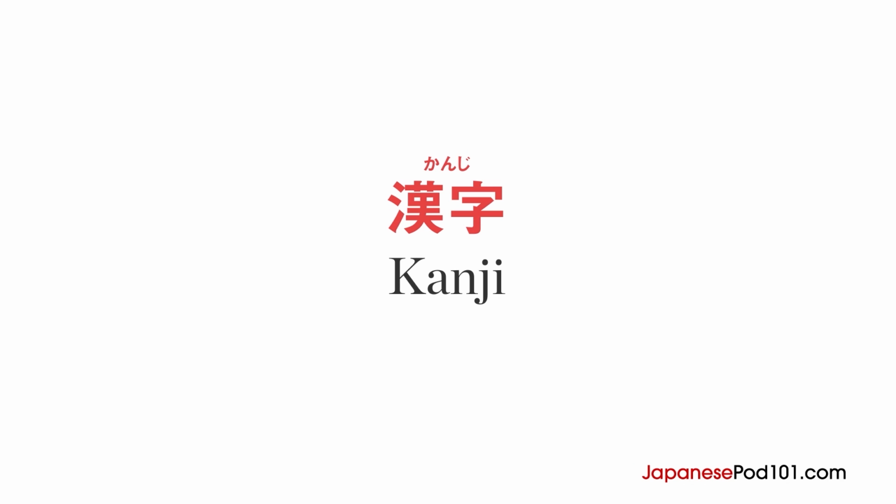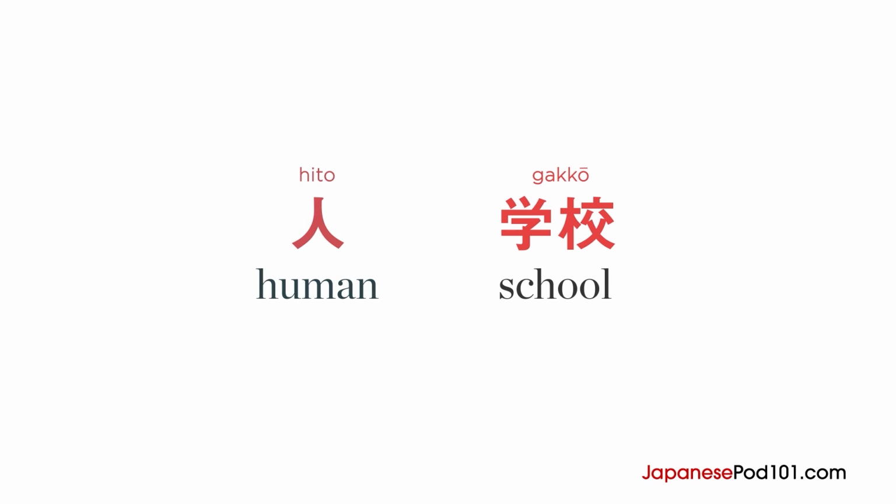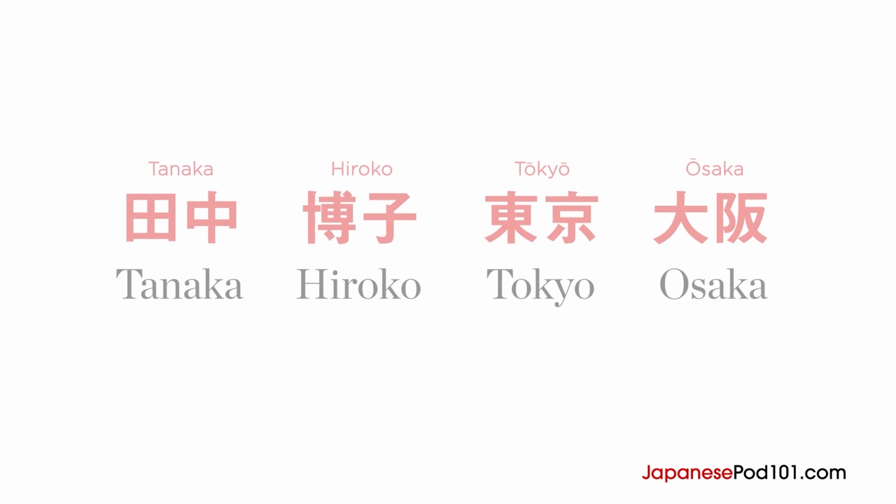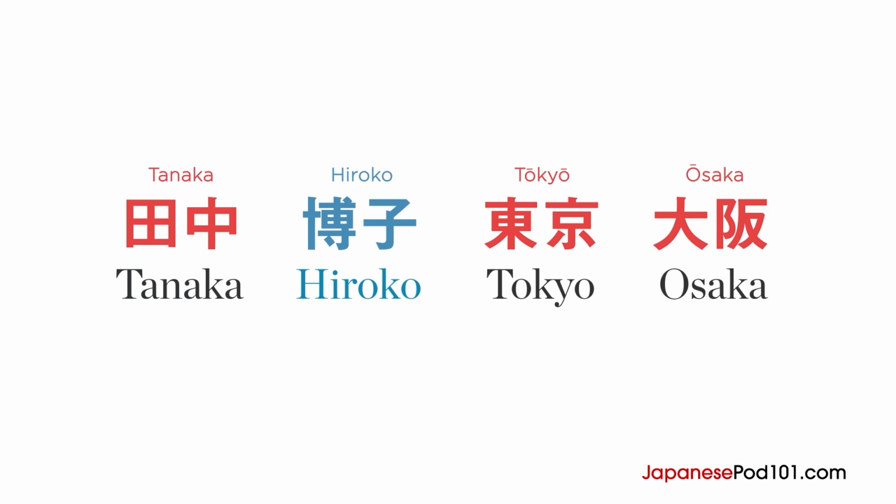The final script is kanji, which is undoubtedly the hardest one of all to learn. Kanji is used to write most words of native Japanese or of historically Chinese origin. This includes most nouns, 人、学校、 the stems of most verbs and adjectives, 見る、行く、赤い、怖い、 and most personal and place names. 田中、ひろこ、東京、大阪。 Learning kanji may be difficult since there are thousands and thousands of them. They are, however, an integral part of Japanese writing.